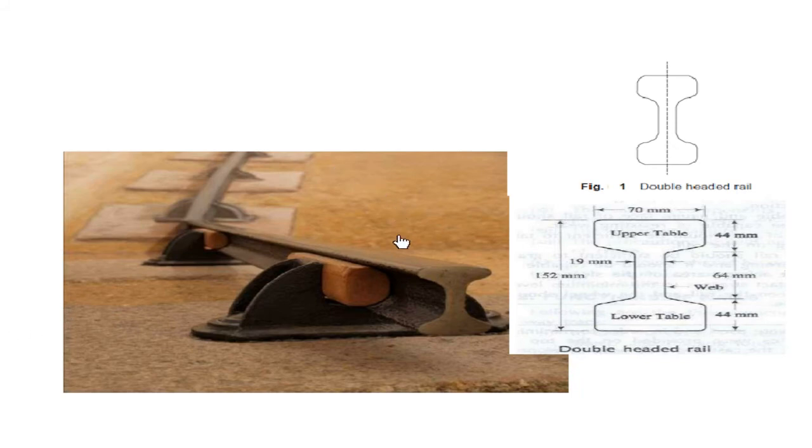This is the double-headed rail. You can see here the upper table and lower table. Both are of the same dimension, 70 mm. Then this height is 44 mm. So both the upper table and the lower table are of the same dimension. So the ideology was what? Once this gets worn out, this can be inverted and this becomes the upper table. And you can see something here. These are the chairs. Just some slides back I told you fasteners are being used, and this is the chair which is being used for placing the rails in correct position.